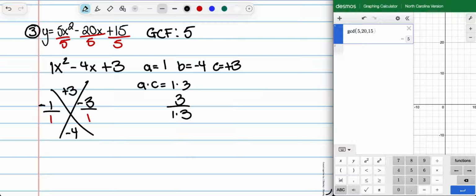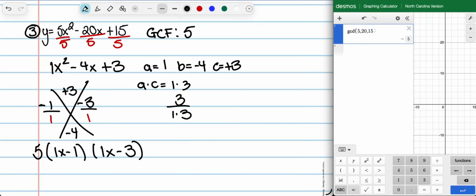So that is that. Using my bottoms up method, that's going to give me 1x minus 1 and 1x minus 3. And because we had to take out a GCF, we're going to make sure we put our 5 out front. Now that we have it fully factored, we're going to go get our x-intercepts.